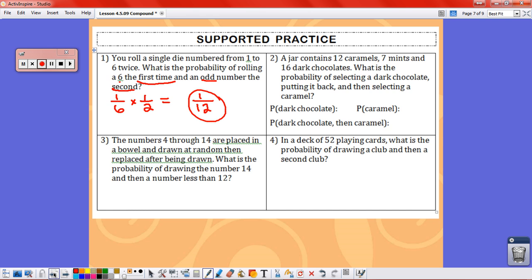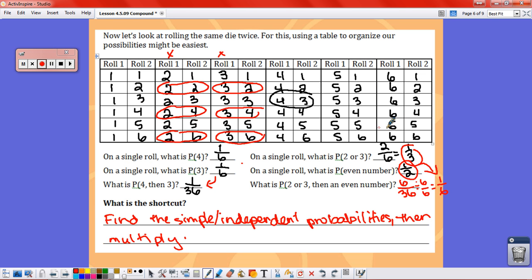I need a 6 the first time, and an odd number the second time. Let me do this one in purple. 6 and odd, 6 and odd, 6 and odd. That's 3 outcomes out of 36. Divide by 3, and I get 1 out of 12. Same thing we just got.